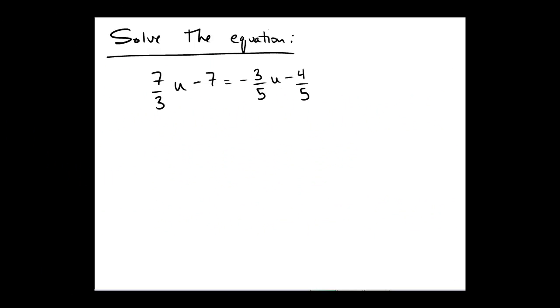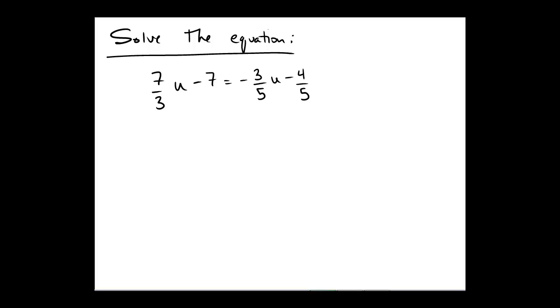Let's solve this equation: 7/3 u minus 7 equals negative 3/5 u minus 4/5. Okay, this one's got a lot going on, right? Pretty dense. It's got variables on both sides. It's got numbers or constants on both sides. It has fractional coefficients. So let's clear the fractions as our first step.